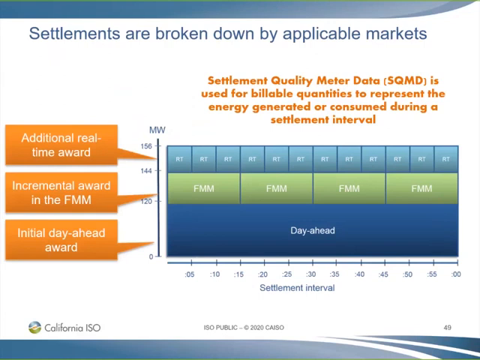the real-time 5-minute price. So this simplified example demonstrates that each transaction that occurs will be listed separately on the statement for each market as well as for each type of transaction. So, of course, there's a lot more to settlements, and each type of transaction is accounted for separately.